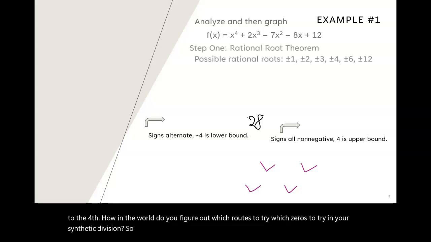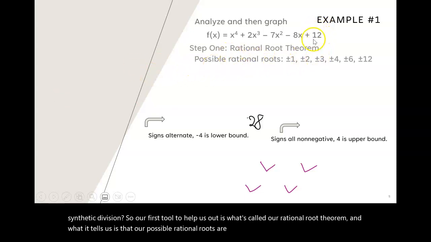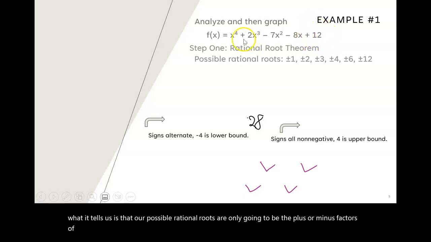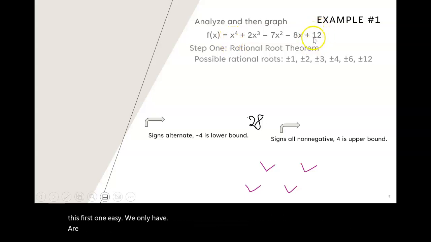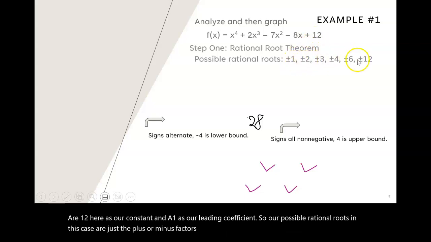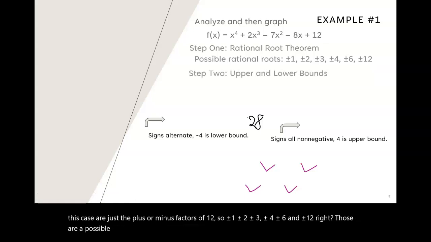Our first tool to help us out is the rational root theorem. It tells us that our possible rational roots are only going to be the plus or minus factors of our constant divided by any plus or minus factors we have of a leading coefficient. I made this first one easy. We only have our 12 as our constant and a 1 as our leading coefficient. So our possible rational roots in this case are just the plus or minus factors of 12: plus or minus 1, plus or minus 2, plus or minus 3, plus or minus 4, plus or minus 6, and plus or minus 12. Those are our possible rational roots.